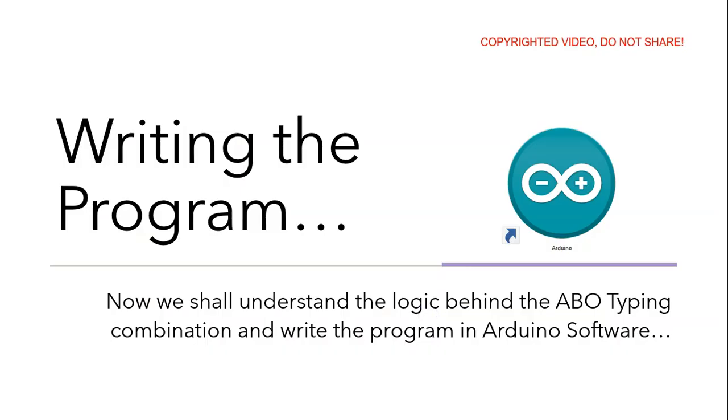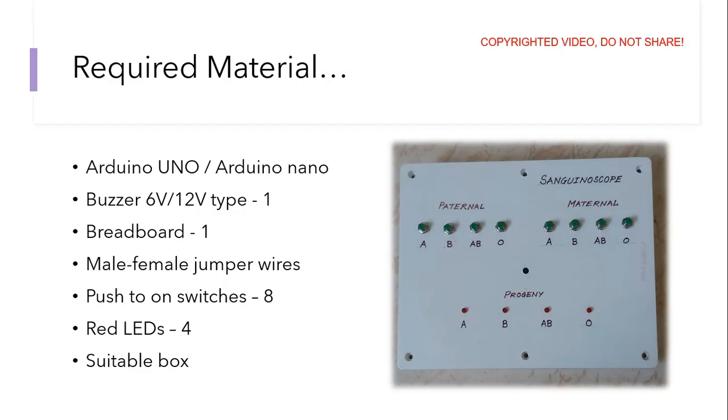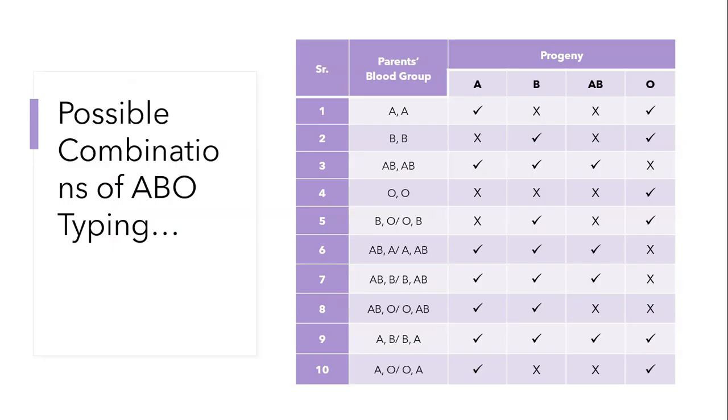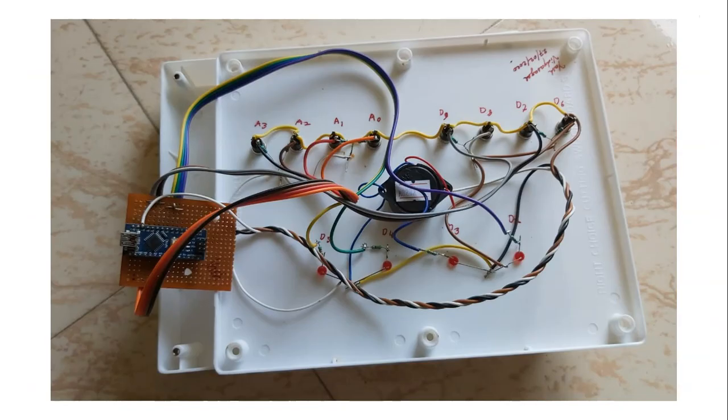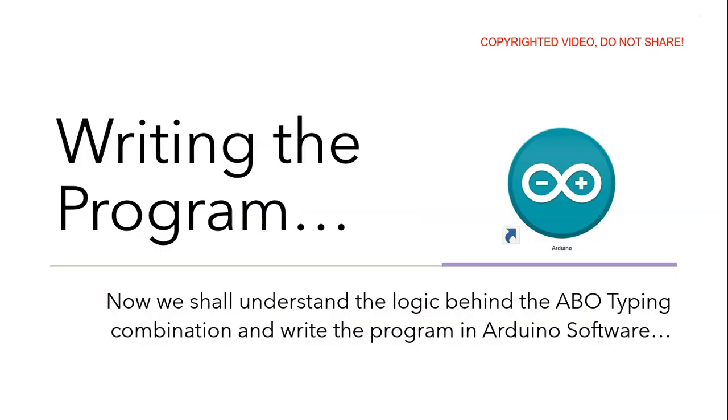Now we shall see how to write the program, and we shall understand the logic behind the ABO typing combination and write the program in Arduino software. And for that we have to use this particular chart. As you know, this particular chart we will be using for creating and designing the conditional statements using the if keyword in our program. So let us move to that part. Let us see how to write the program.